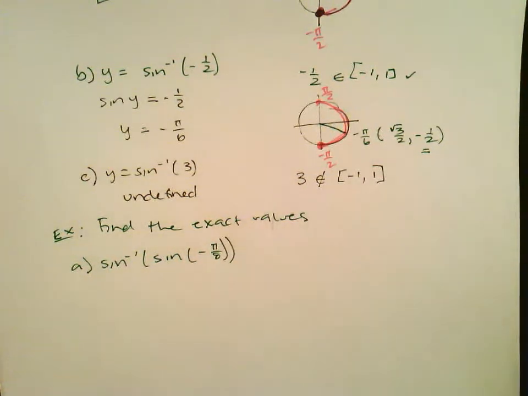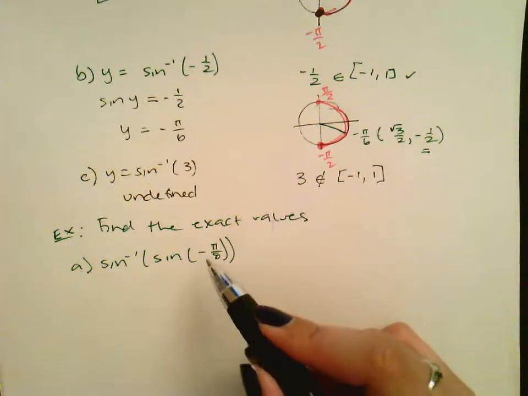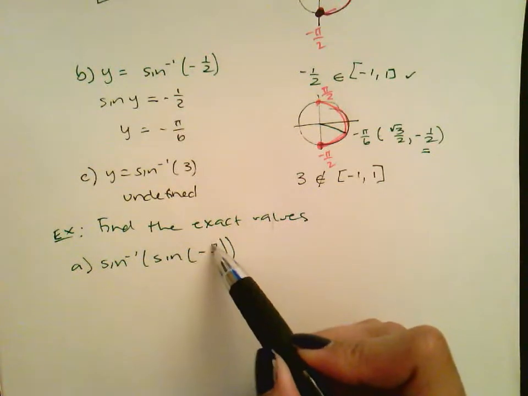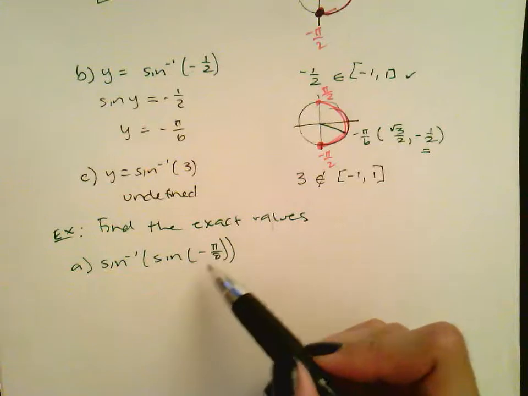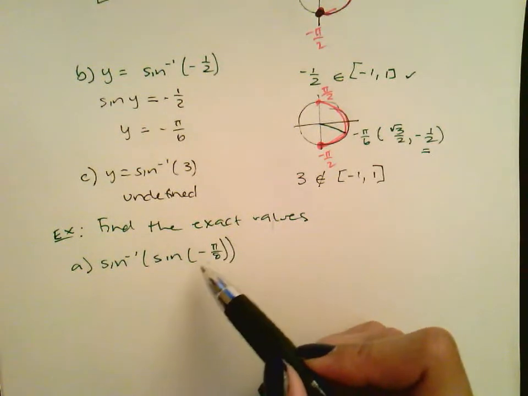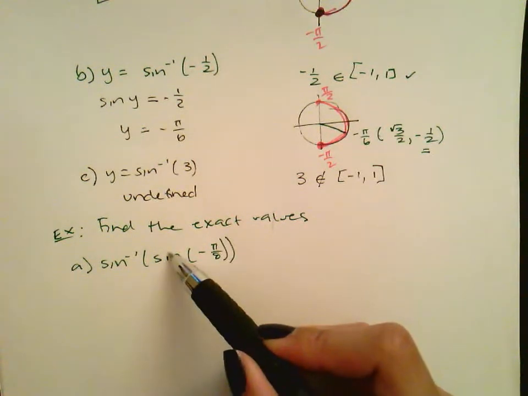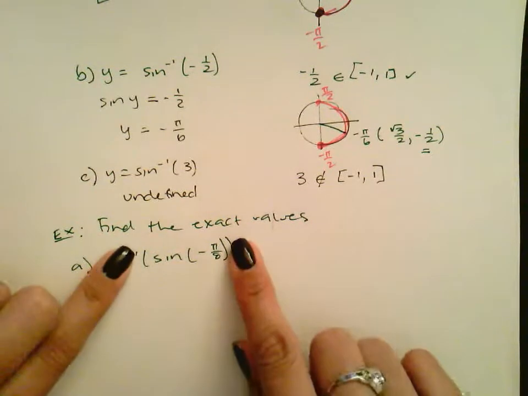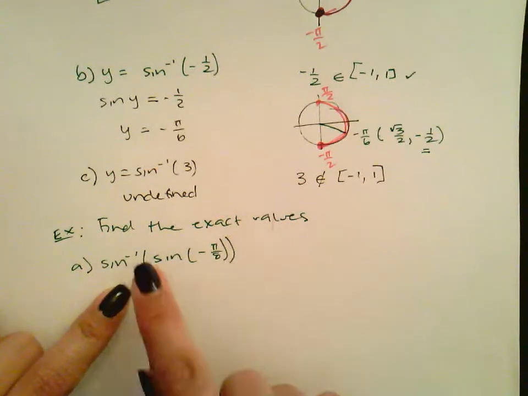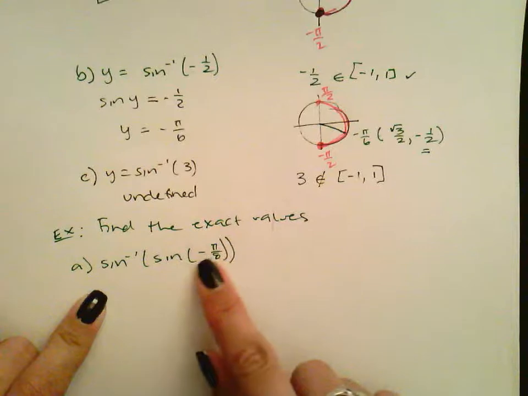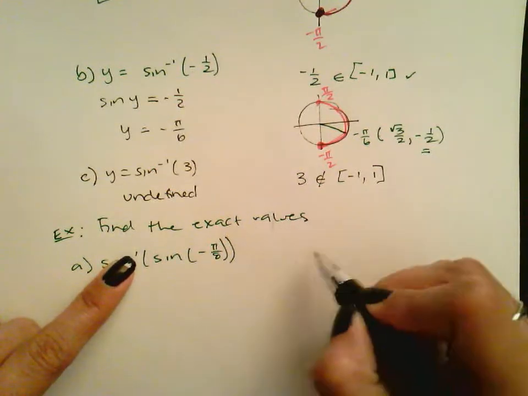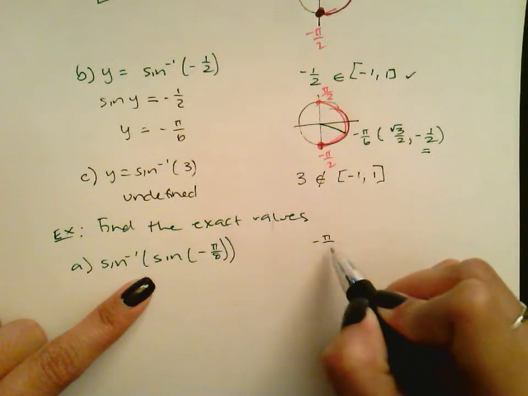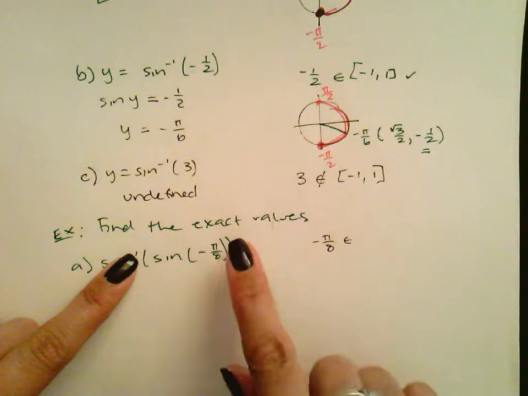So in order to answer this, what I need to do first is I need to make sure that this input is okay. So if it meets the conditions for the restrictions of this sine function. So what kind of inputs can we have in the sine function? Remember, this is equal to the input only if this input is within the restrictions of the inner function. So we're going to check to see if -π/8 is within the restrictions of the inputs of sine.